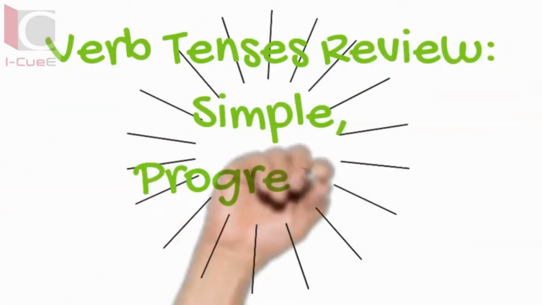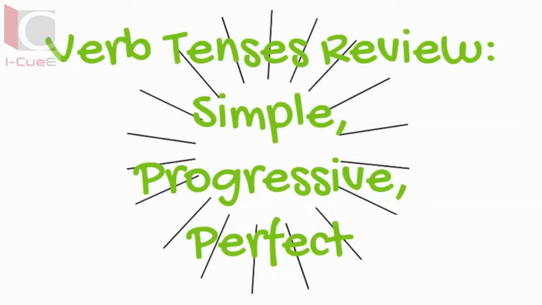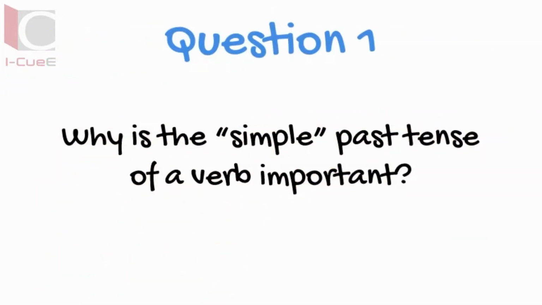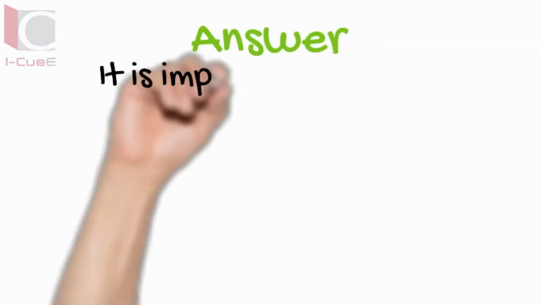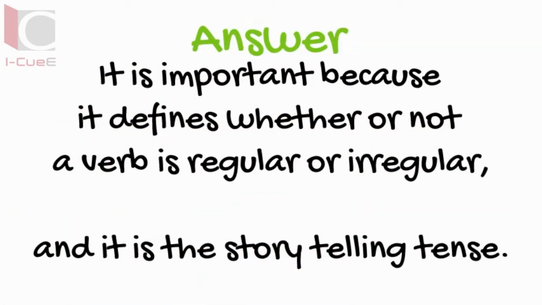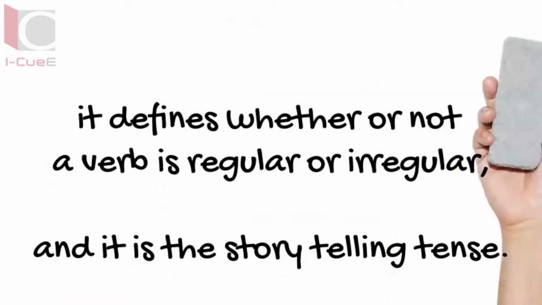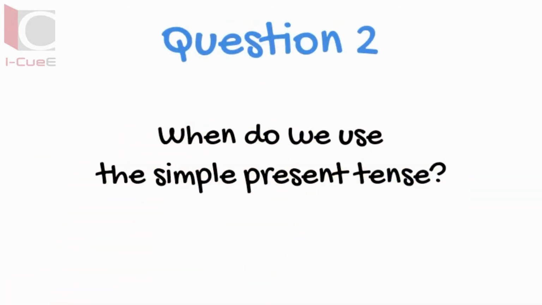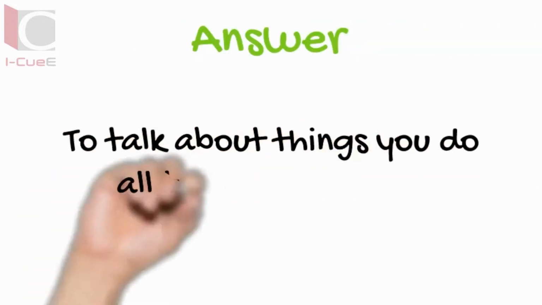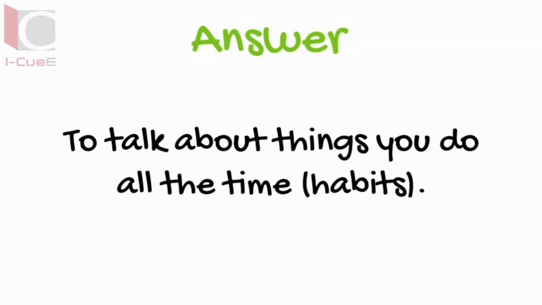Verb tenses review. Simple, progressive, perfect. Why is the simple past tense of a verb important? It is important because it defines whether or not a verb is regular or irregular, and it is the storytelling tense. When do we use the simple present tense? To talk about things you do all the time, habits.